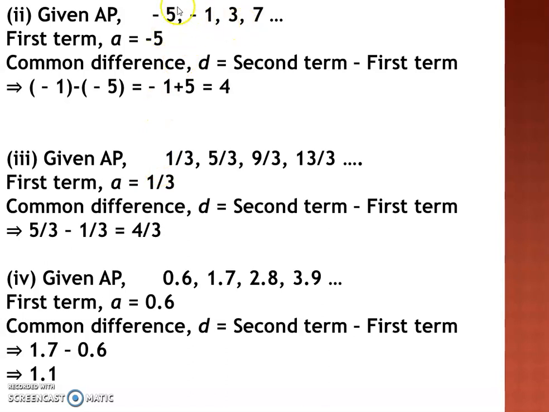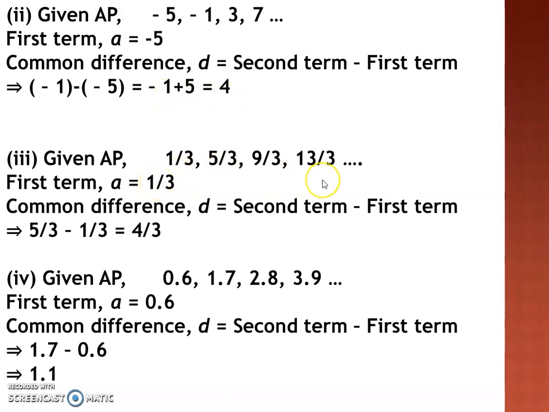The AP is this: minus 5, minus 1, 3 and 7. So here first term is minus 5. Common difference will be second term minus first term. So minus 1 minus of minus 5. Now here this step is important. Minus of minus 5 will become plus 5. So the common difference will be 5 minus 1, that is 4.